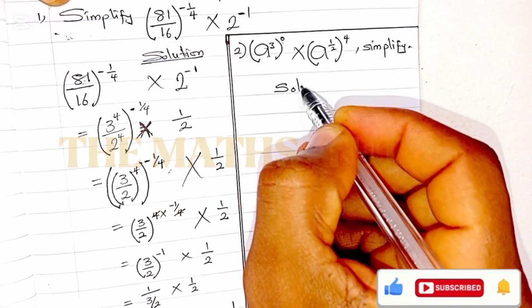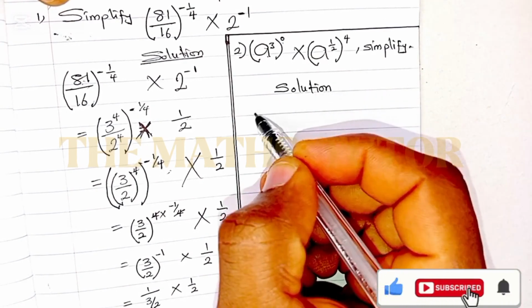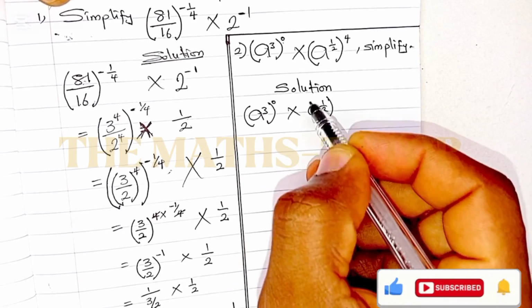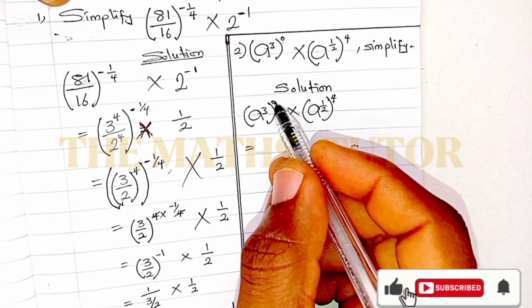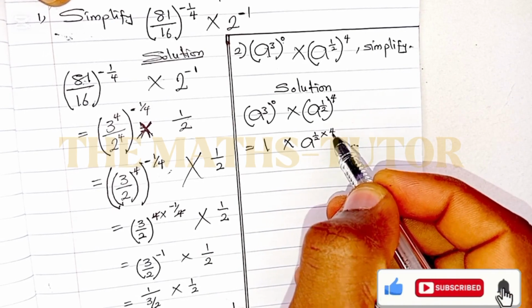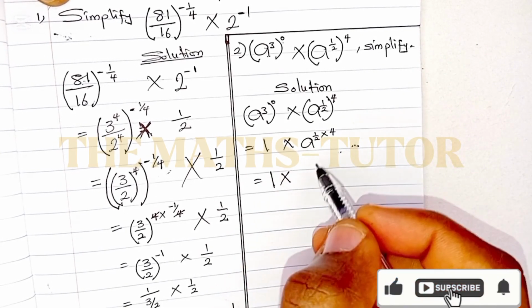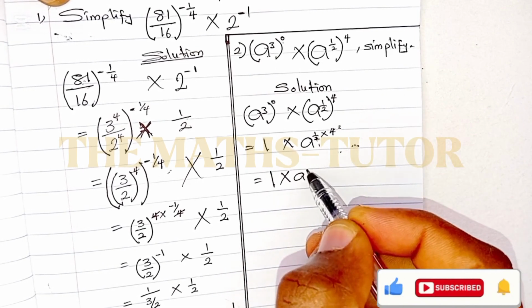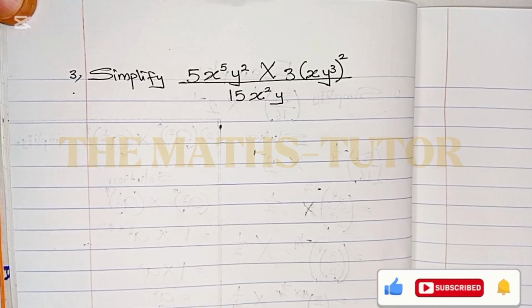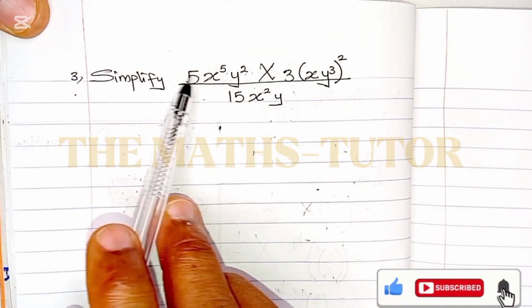So if we move to the next example, we can see that we have majority here as index of an index. The first value there, a raised to the power 3, all raised to the power 0. Then a raised to the power half, raised to the power 4. Anything raised to the power 0 is 1. So a raised to the power half, we multiply 4 outside. And so we are left with a raised to the power 2. That is the final answer there.